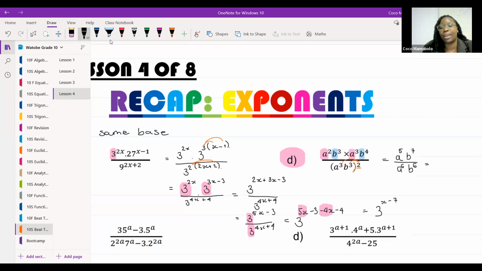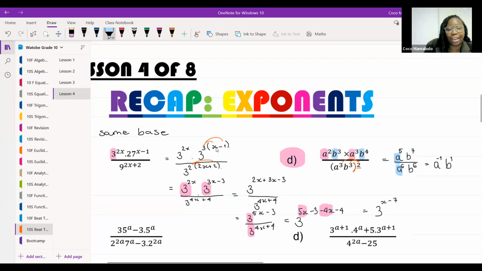And then I know that my like bases are being divided, so I'm going to keep my base a, and I'm going to minus my exponents, top minus bottom. So 5 minus 6 will give me -1, and for b, I'm going to have 7 minus 6, which is b to the power of 1, which is just the same as b.